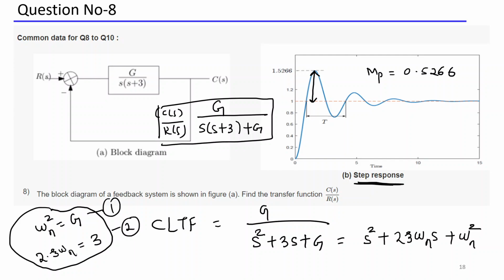This is the peak overshoot, and there is a formula. The peak overshoot is e to the power minus pi zeta divided by the square root of 1 minus zeta square, which is your MP. You know the MP value, so solve this equation to find zeta. Once you find zeta, solve equations 1 and 2 to find the G value.